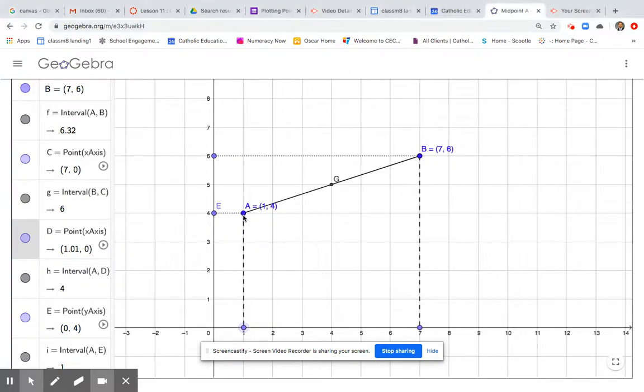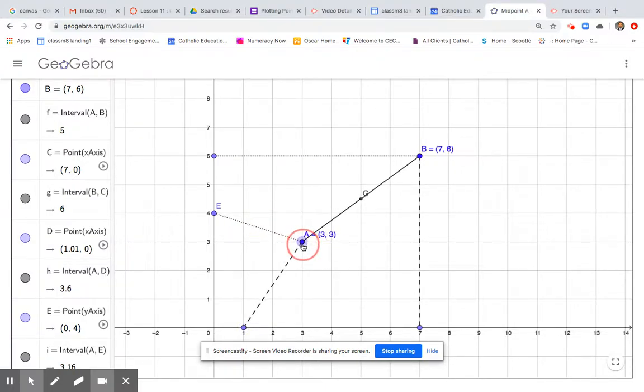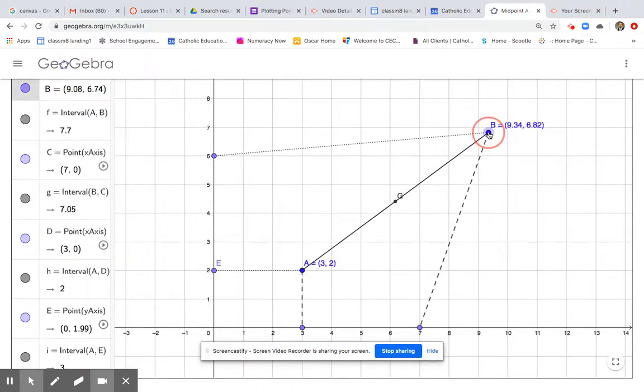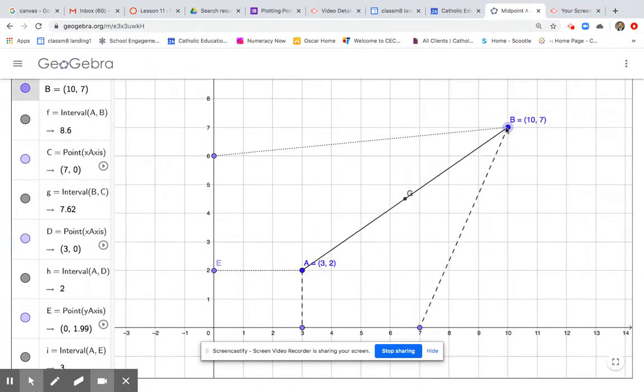Let's look at another example, and I'll have to move things around. Okay, so let's get the x value. There's the x value for 3. And let's move this y value down to 3 as well. Let's move it down to 2 so they're different. Okay, so that's the x value of A. And let's move B. So let's get the x value.